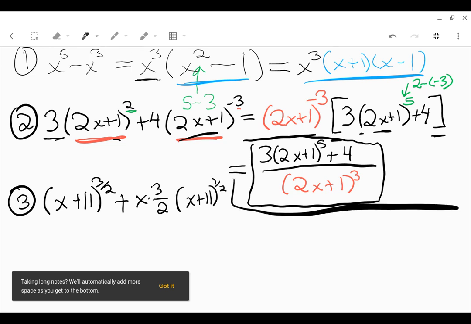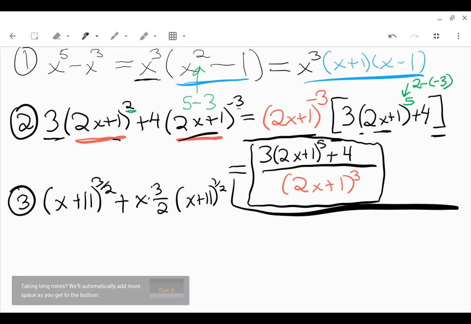Box that example out. Don't really need this note. Okay.